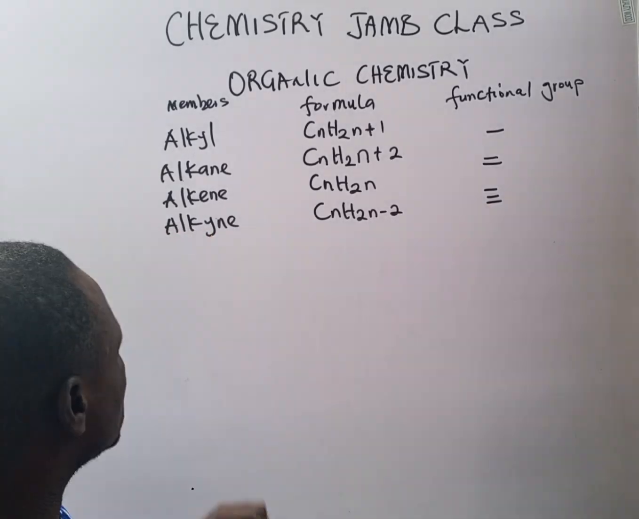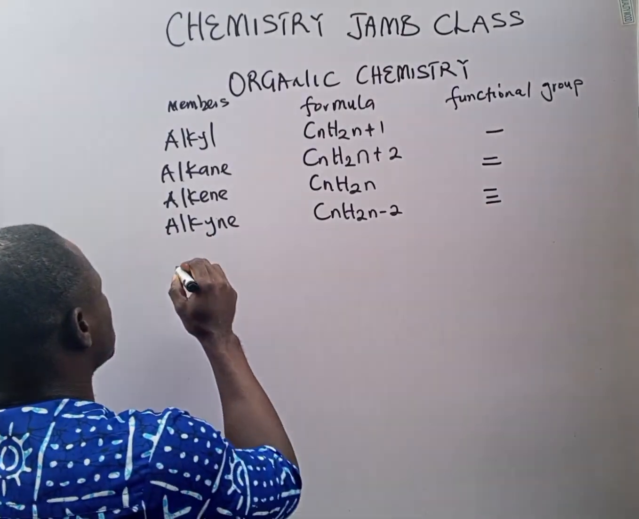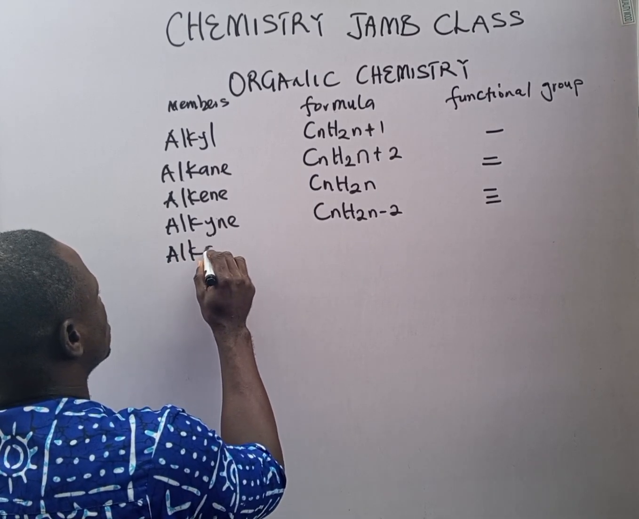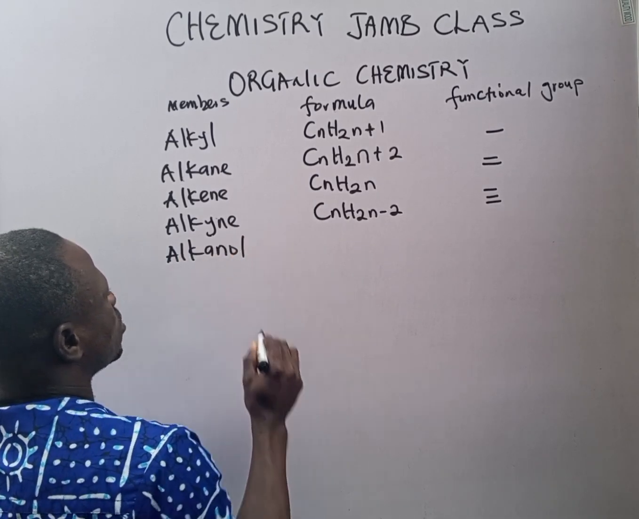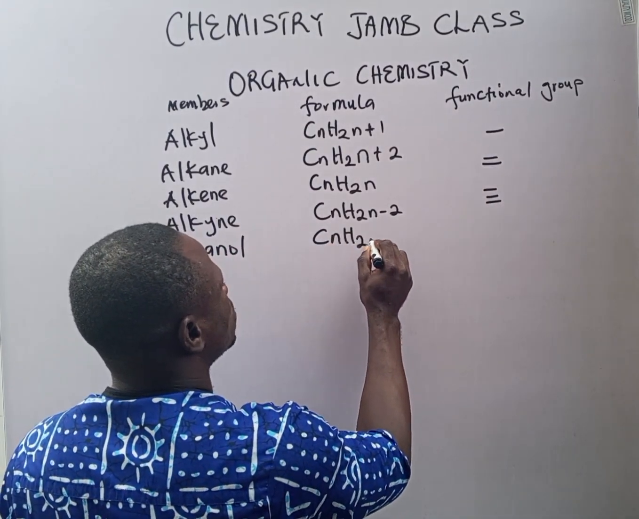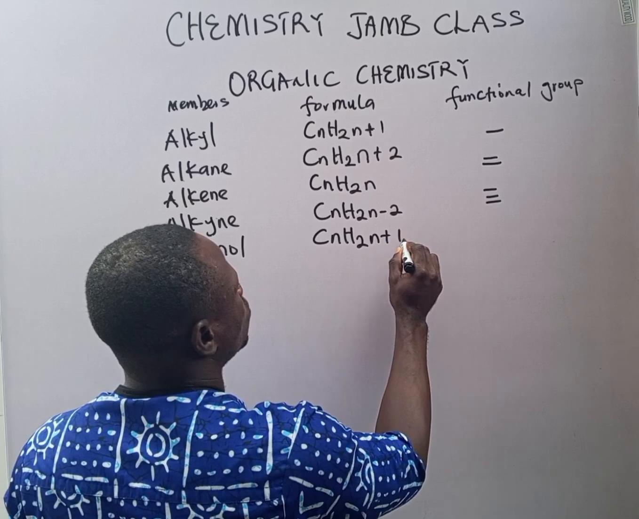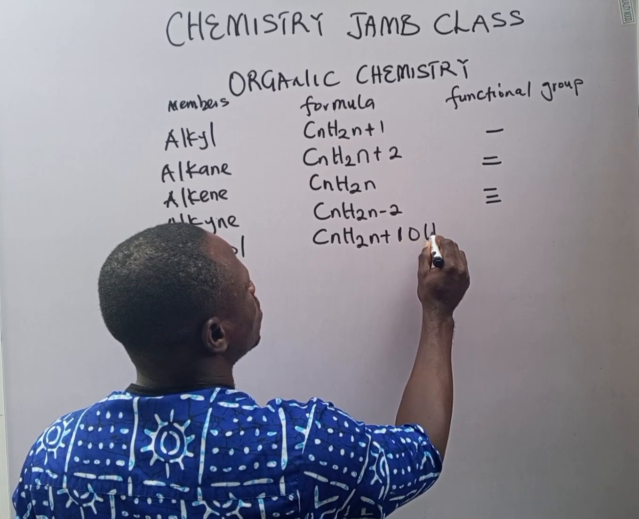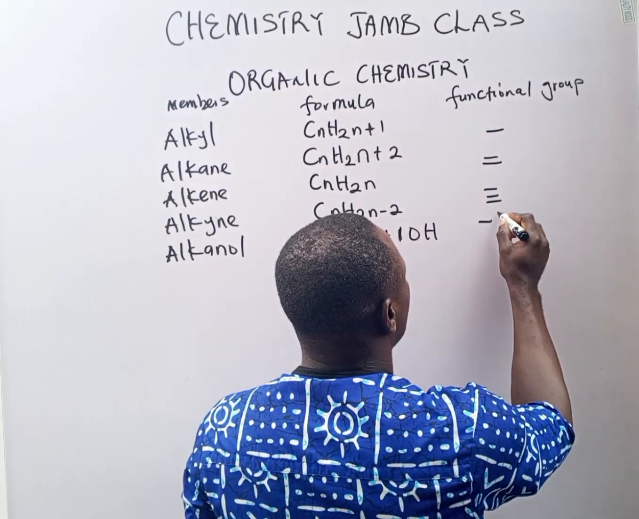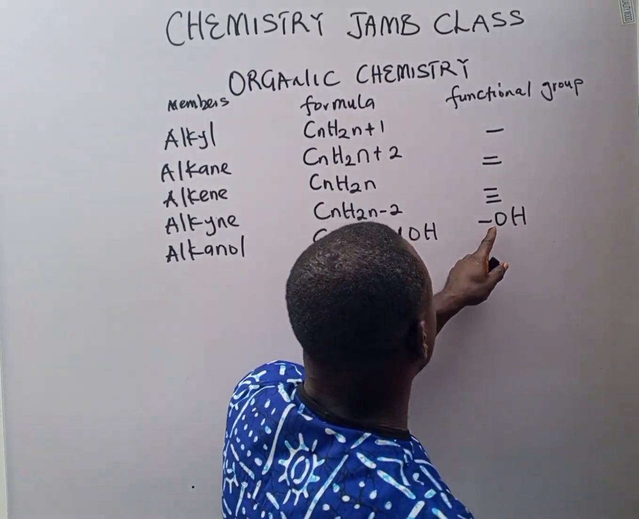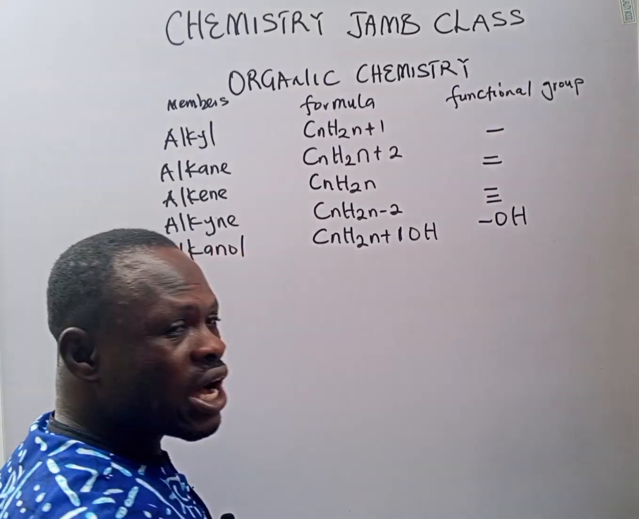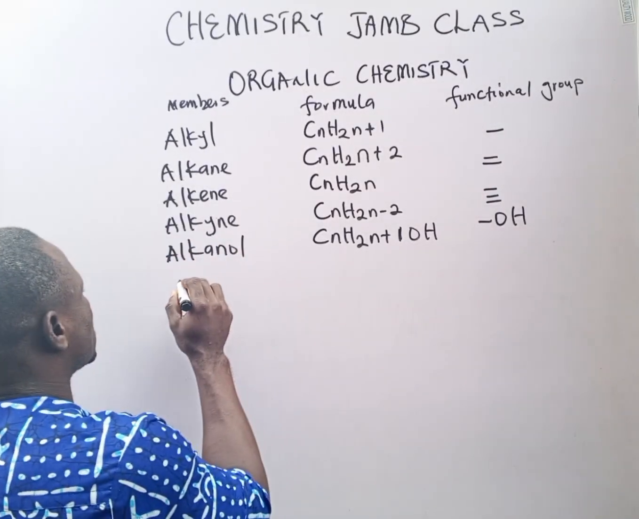The next one you are going to look at is alkanol. Alkanol has a general formula of CnH2n+1OH, with a functional group of OH. This is the functional group of alkanol. Are you following? The next one we are going to look at is alkanal.